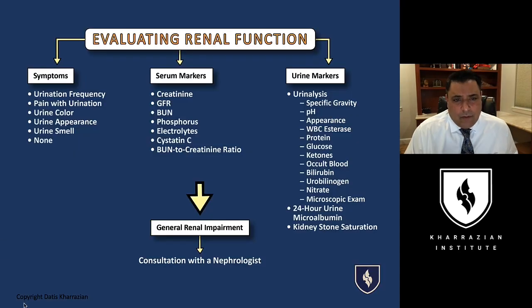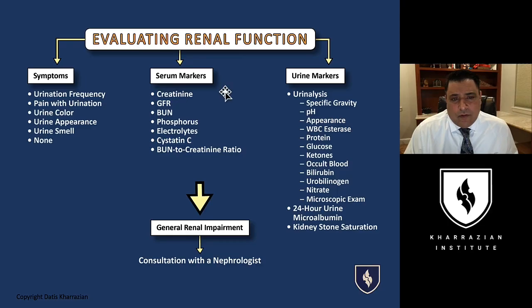So the first diagram I want to go over with you is the basics of evaluating renal function. We have symptoms. Urination frequency is important. Pain with urination, always have to consider infection. Urine color is really important. Urine appearance, urine smell, and if they're not urinating at all, that's a major symptom as well.